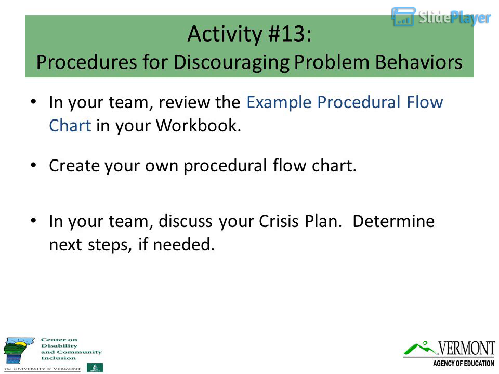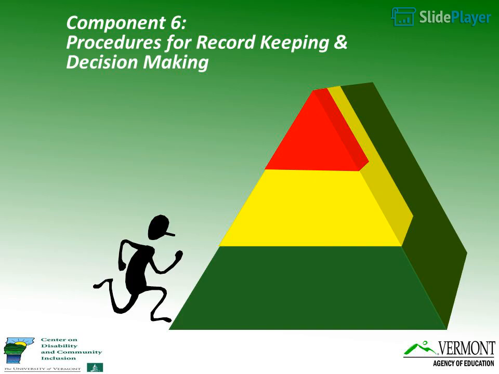Activity number 13, procedures for discouraging problem behaviors. In your team, review the example procedural flowchart in your workbook. Create your own procedural flowchart. In your team, discuss your crisis plan. Determine next steps, if needed. Component 6: procedures for record keeping and decision making.